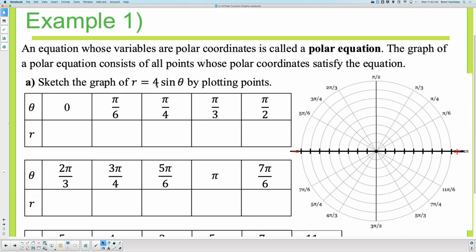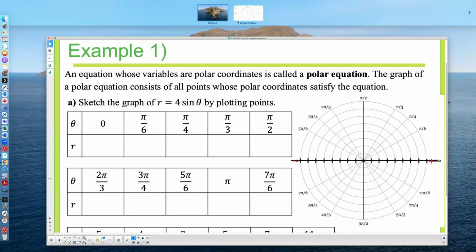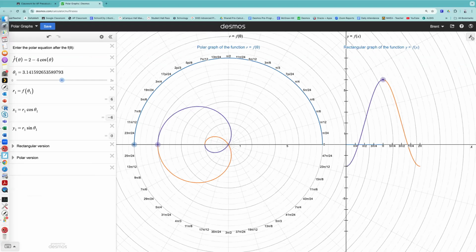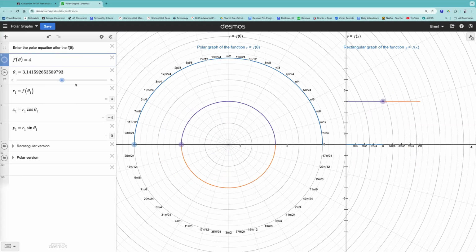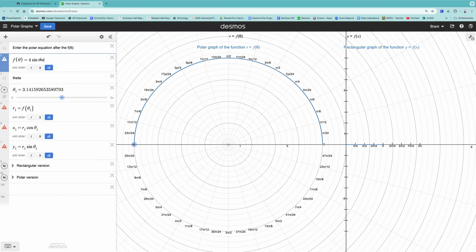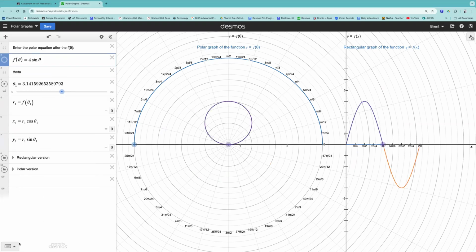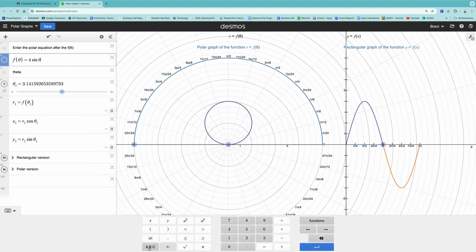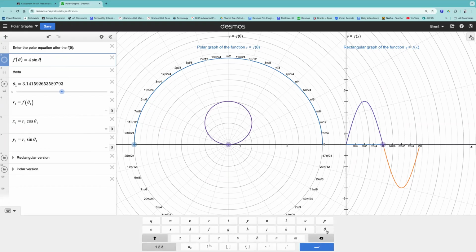So go to your calculator, go to your Desmos. I want you to type in over here on the equation, it says f of theta equals, just change the 2 minus 4 cosine, make it say 4. I've already forgotten. What was my equation? 4 sine theta. Sine and the theta button, if you just type in theta, it'll change it to a theta. There I have it written. Or you can pull up your Desmos keyboard, press the ABC button, and you'll find theta under P.